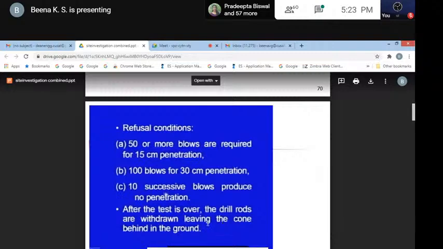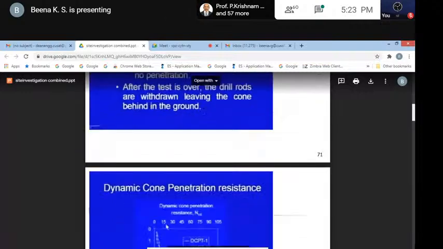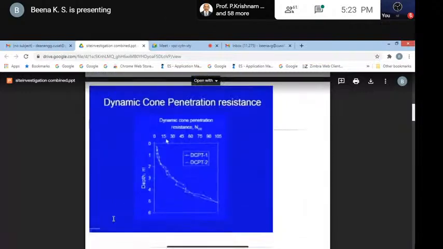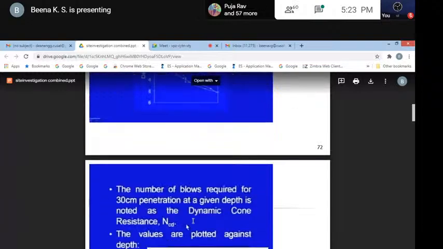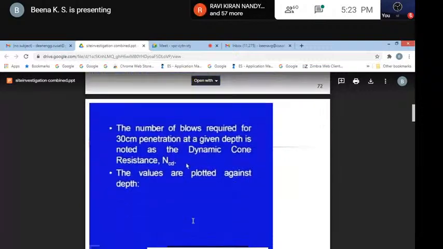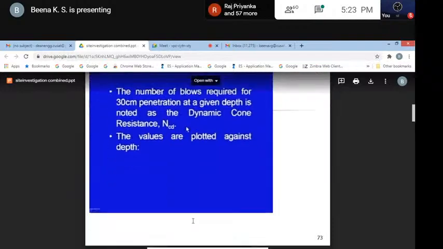So in each test, we need a cone. The cone will be left there in the ground. So this is the DCPT test. How is it plotted? The number of blows required for 30 centimeter penetration at a given depth is noted as the dynamic cone resistance, and it is denoted as NCD. The values are plotted against the depth.